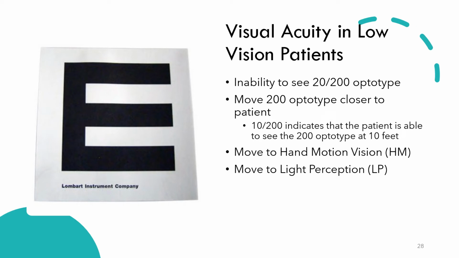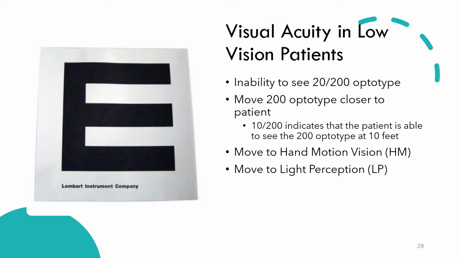Low vision is generally defined as an inability to see the 20/200 optotype at 20 feet. Patients with a history of glaucoma, cataracts, macular degeneration, or other retinal diseases, as well as patients with a hereditary or congenital vision abnormality, may fall into this category. The first step in checking vision in these patients is to test at distances closer than 20 feet until the patient is able to see the 20/200 optotype. If a patient is able to see the 200 optotype at 10 feet, your notation would be 10/200, which indicates the patient is able to see the 200 optotype at 10 feet.